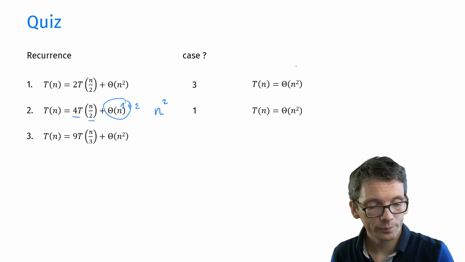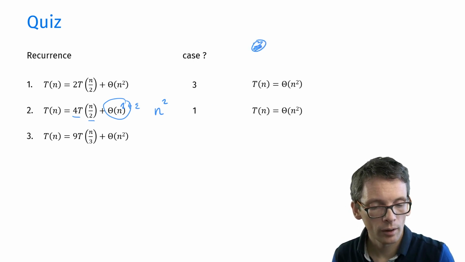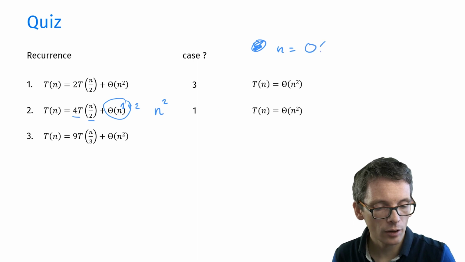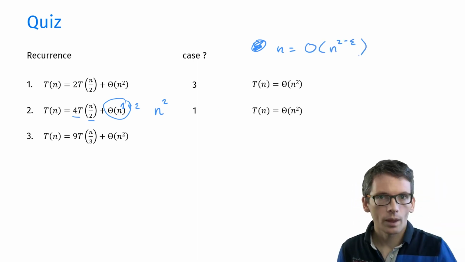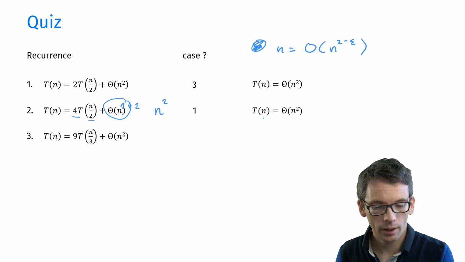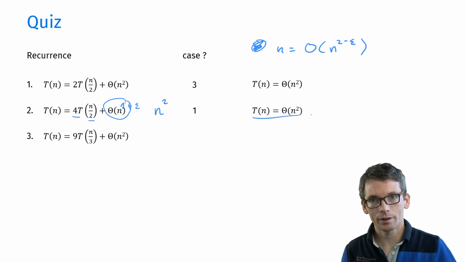So we have that n is in O of n squared minus epsilon, and that is enough to be in case 1, and that is enough to get this solution.